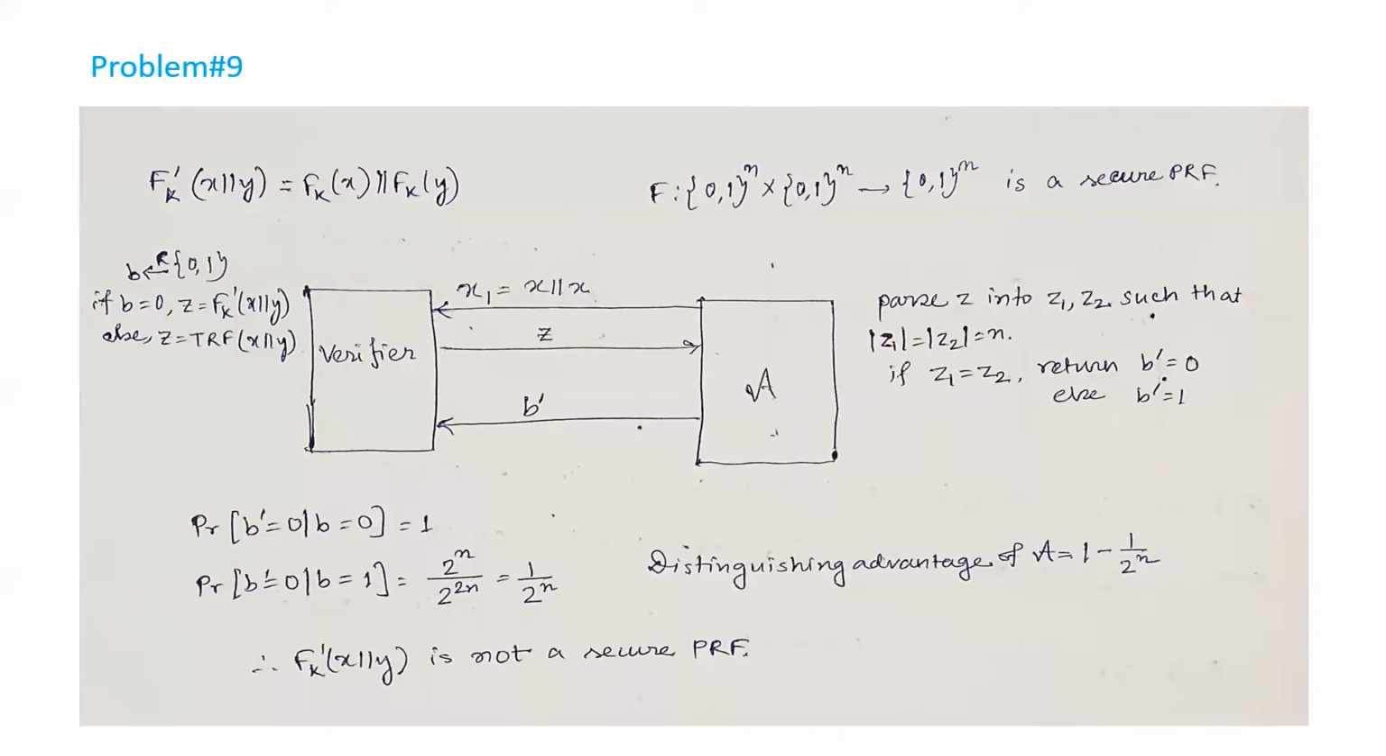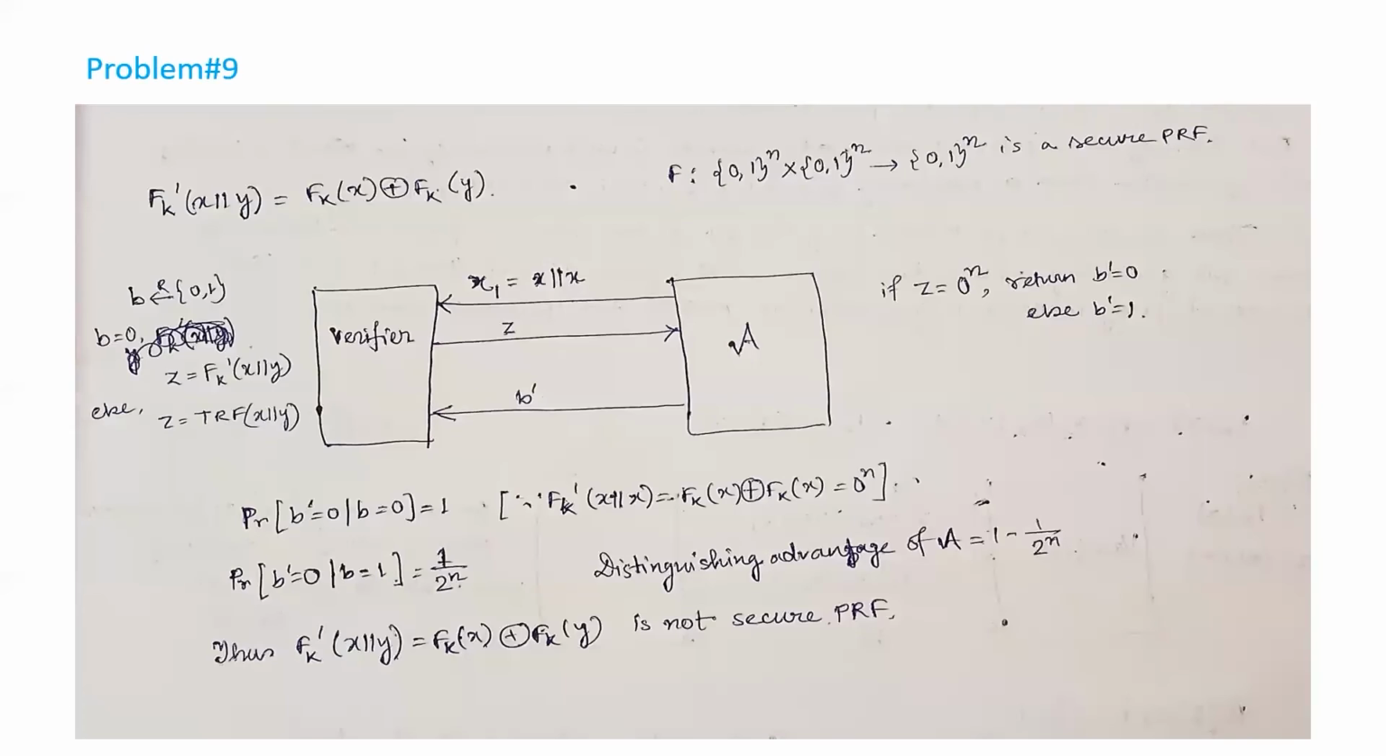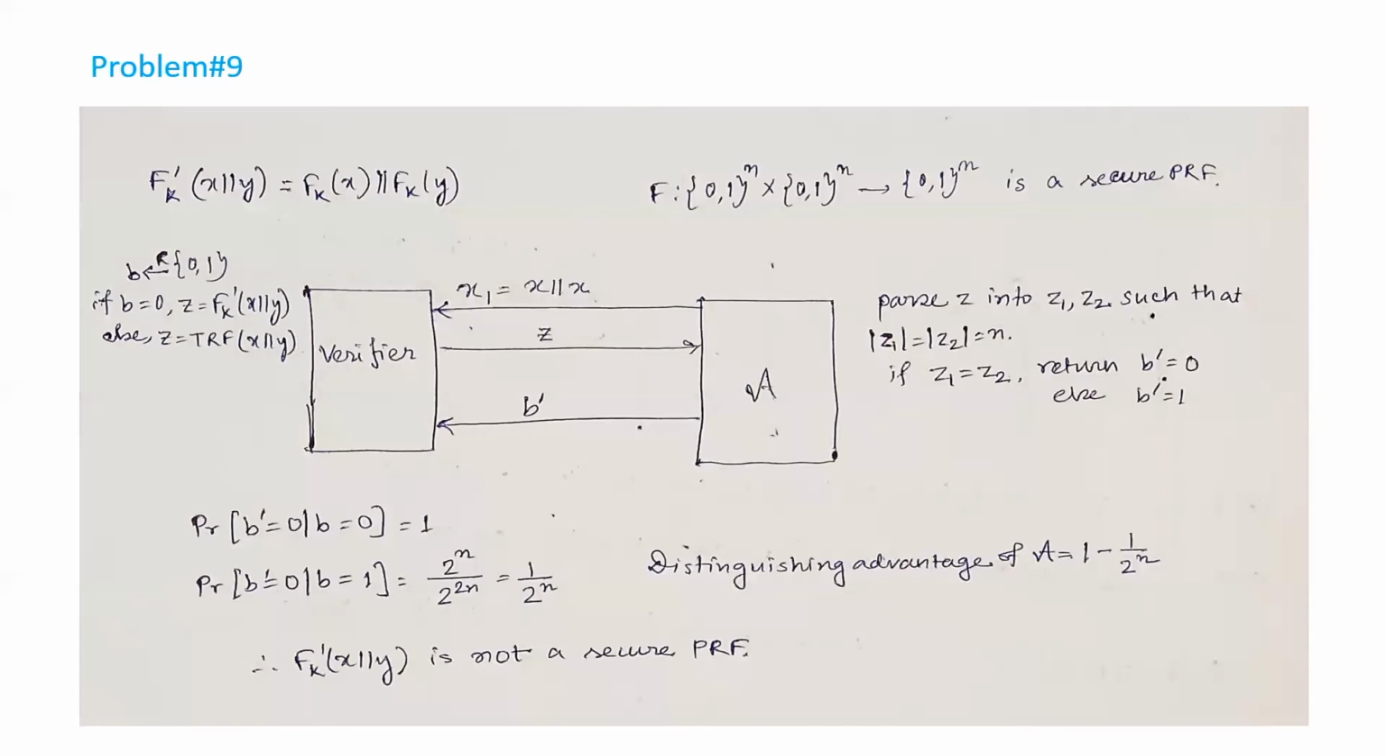So here also, as you can see, the adversary can choose to form the input string as x concatenated with x. Again, the first half of the input and the second half of the input are the same. Then, if the verifier decided to use a PRF to give the response to these input queries, it will be fk of x concatenated with fk of x. So both halves of the output string will be equal.